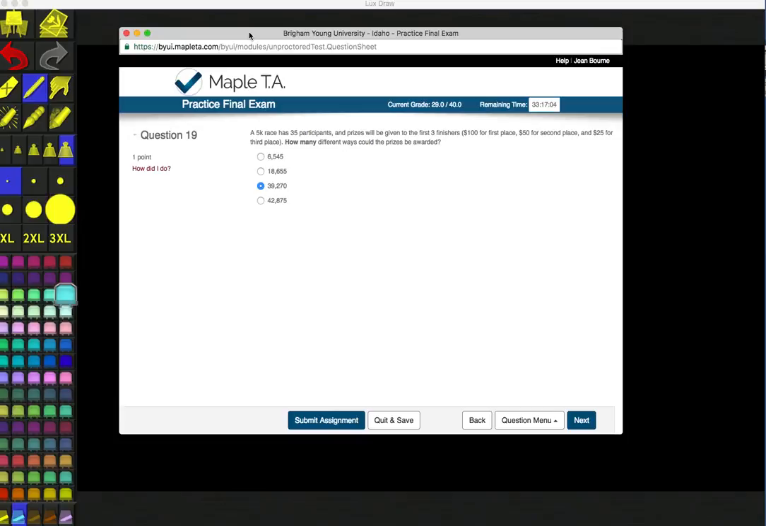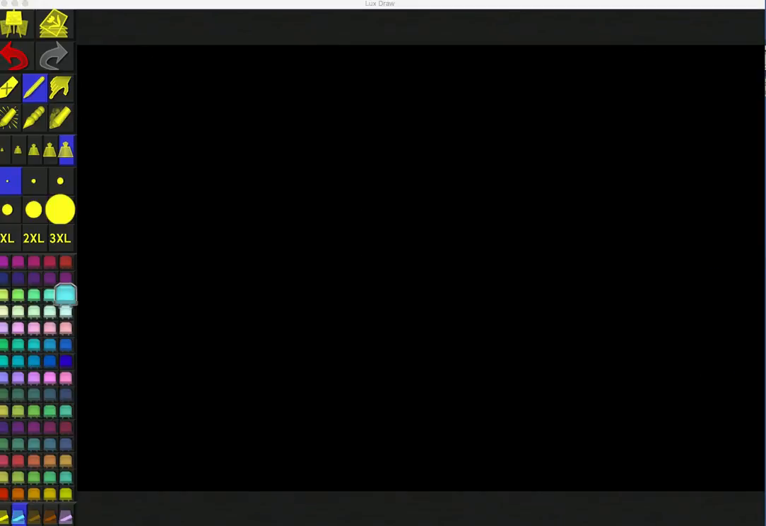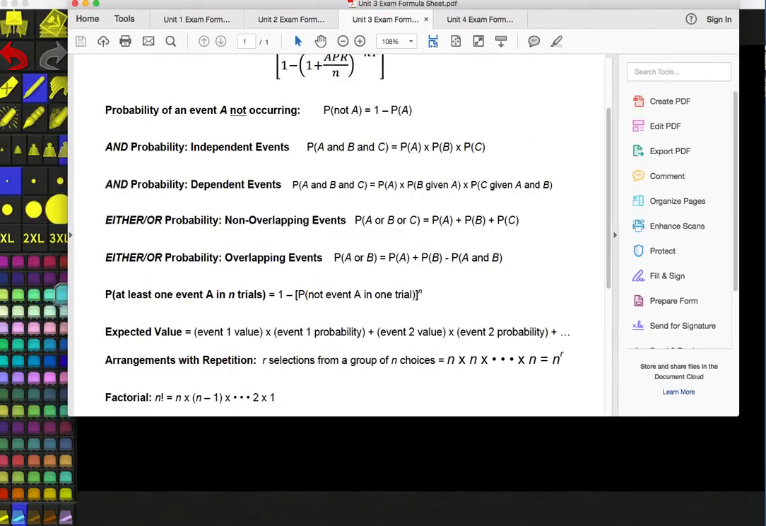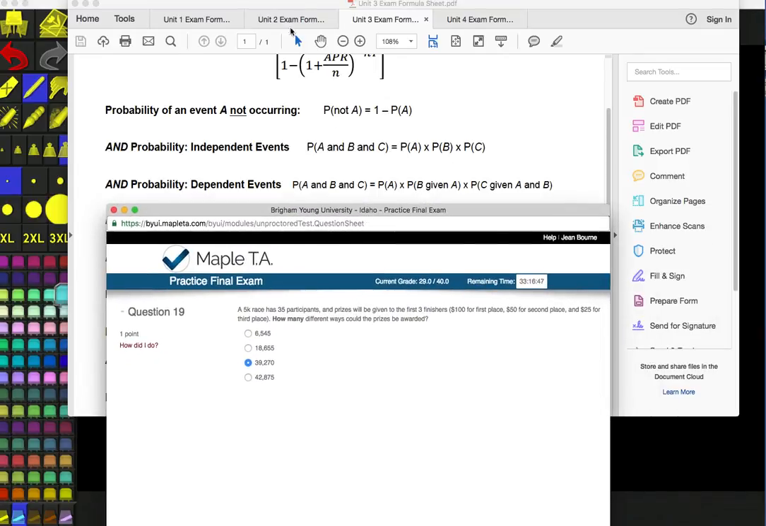Okay, this is a probability thing. A 5K race has 35 participants and prizes will be given to the first 3 finishers. How many different ways could the prizes be awarded? So I'm going to pull out my sheet.